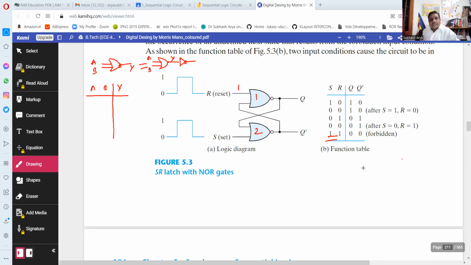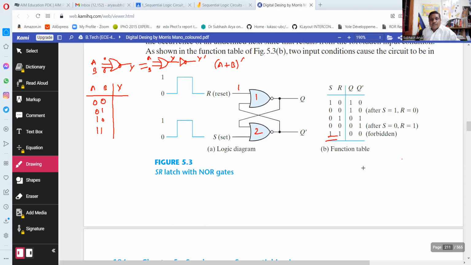This is Y. So this is Y prime, suppose is at the output. Take all possible combinations: 0 0, 0 1, 1 0, 1 1. For 0 0, put here 0 0. Basically this logical expression is A plus B whole bar. Up to here it is A plus B, and this is a NOT gate, so whole bar.